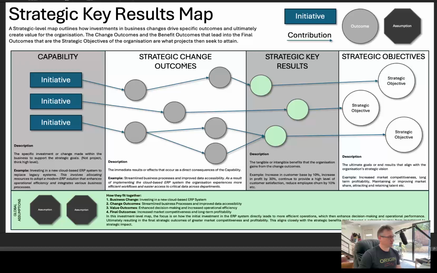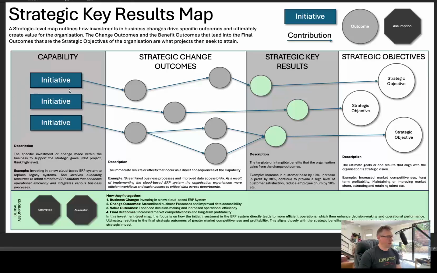And then we come down to the strategic change outcomes. These are the immediate results or effects that occur as a direct result of the capability or initiative that you undertake. So this is where you're doing things, and those things result in an outcome at your business level. So it might be changes in processes, it might be improvements in technology, it could be you've implemented an ERP system, so the outcome you're expecting is reduced complexity in your management of finances.